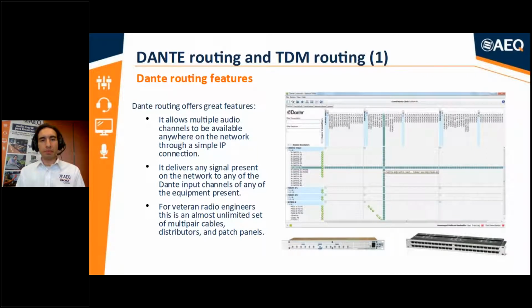The first one, Dante routing. As Julian said in that part of the presentation, Dante allows us to distribute audio among the different devices using only a network, an Ethernet network. It's very easy to use and very powerful because we can send audio from one device to any other device in that network very easily using software. In this case, Dante Controller is free software that you can download from the Audinate web page. And it's a very powerful tool for that routing, and we can see it in a moment.